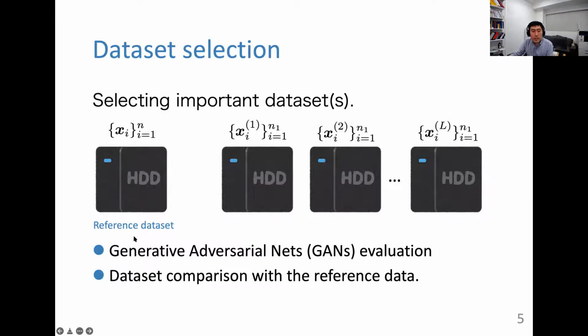For example, in the case of evaluating generative adversarial nets, GANs, we have a reference data set, which is the true images. Then for GANs, we generate lots of images. These are the images generated from one GAN, and these are the images generated from another GAN. We want to know which GAN is the best. In such a case, this problem can be formulated like this: basically, we want to compare the data sets with the reference data.